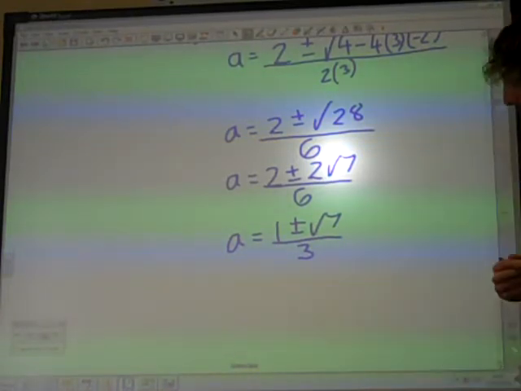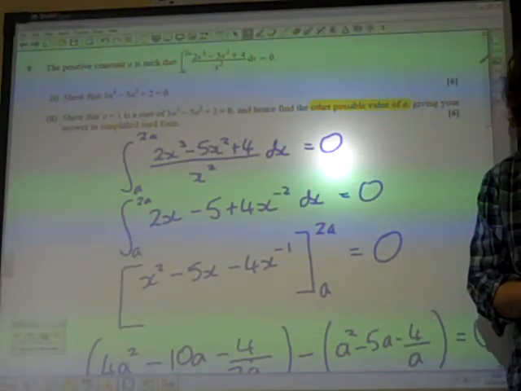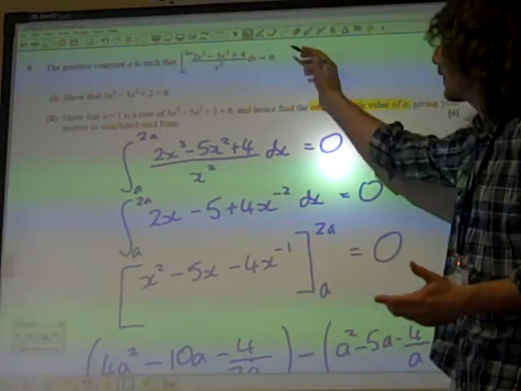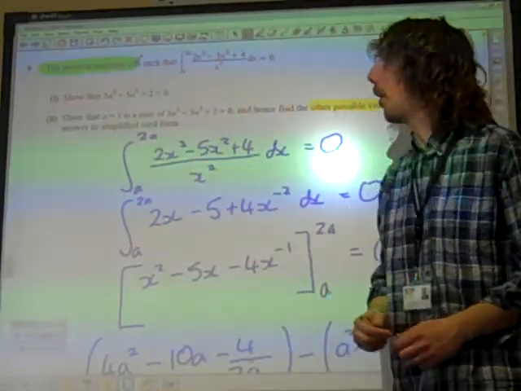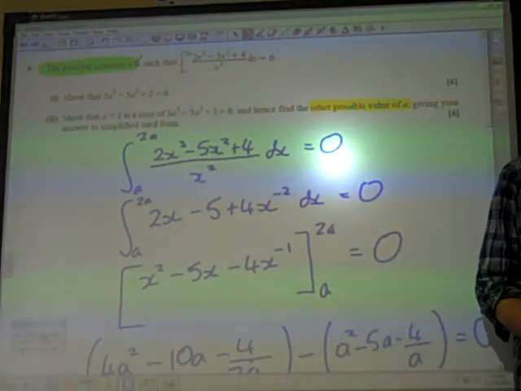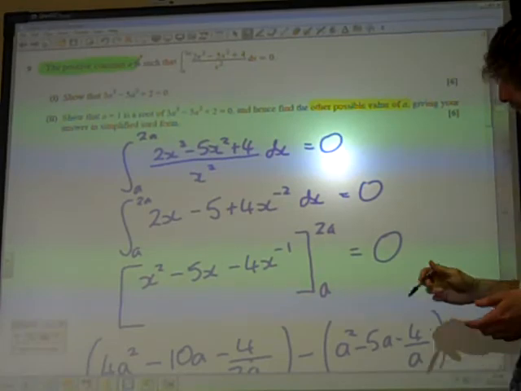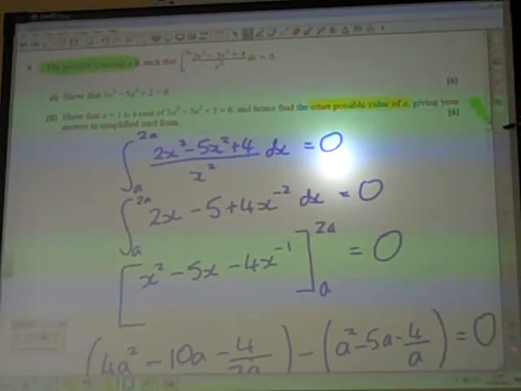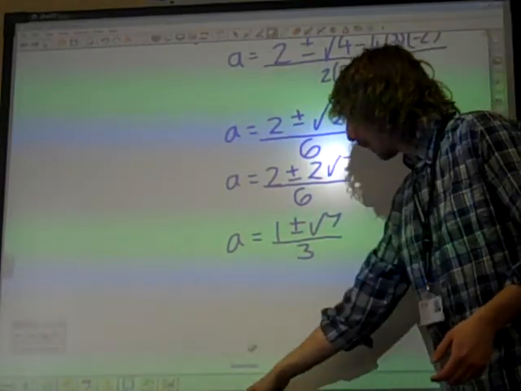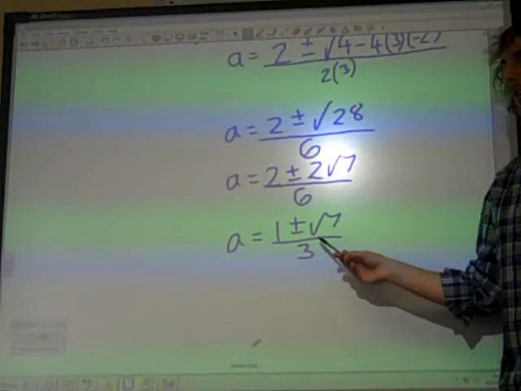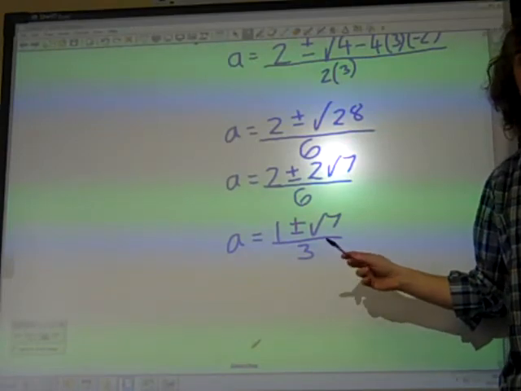So what's going on with this? What could there be about a that means that we need to reject one of those? And we quite possibly missed it in our haste to get on with integrating. But up there it says that the positive constant a is such that gives us that. a is a positive constant. Whether or not we stick this into a calculator and turn it into a decimal, I think we know enough to know that root 7 is a good deal more than 1. So 1 minus root 7 is going to be negative, isn't it?